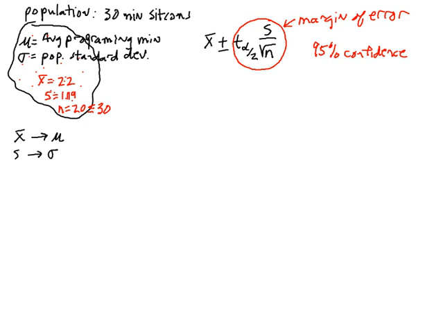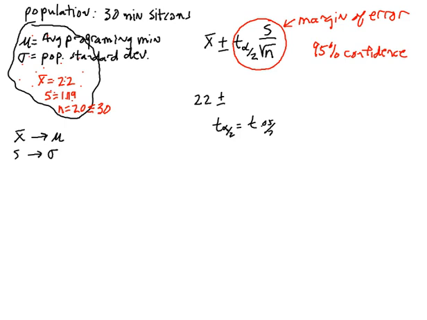Now, basically, as before, it's pretty much just fill in the values into this interval. So 22 plus or minus. Now, the t alpha over 2, we've got a 95% confidence interval. So alpha is the probability of error, which is 5%.